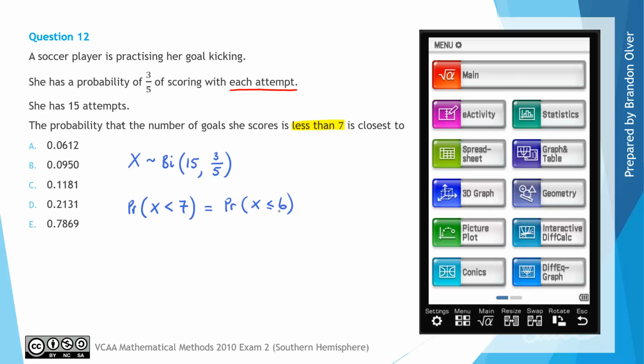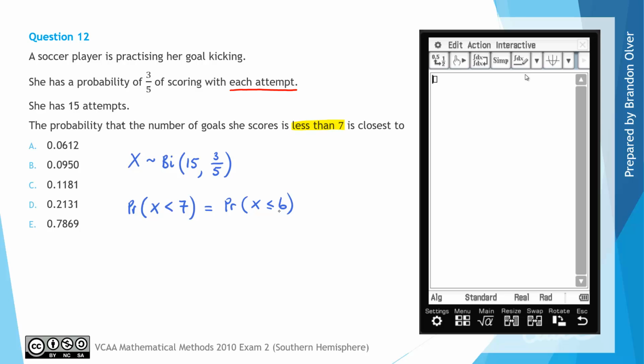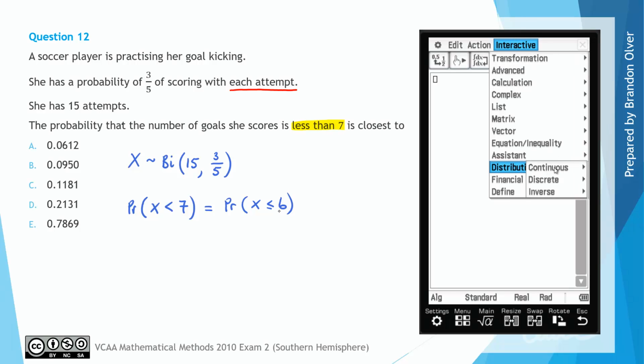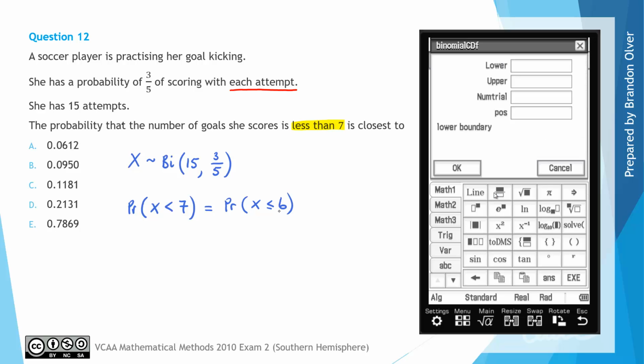So now we can calculate this using the necessary commands on a CAS calculator. On the CAS calculator, go into the main menu. Next, to bring up the binomial distribution commands, we need to go Interactive, Distribution, Discrete. And the question's worded so that we're looking for the probability that she scores less than 7 goals. So we want a cumulative distribution, which is the binomial CDF.